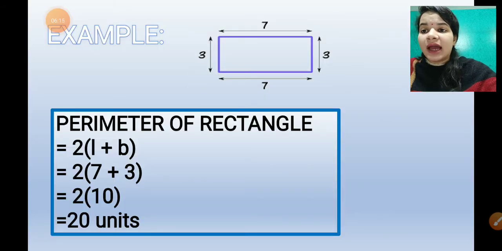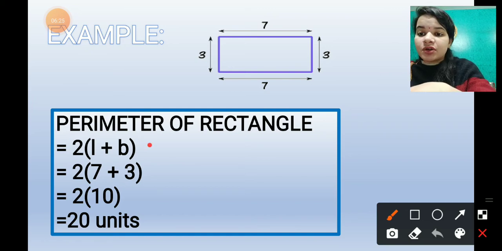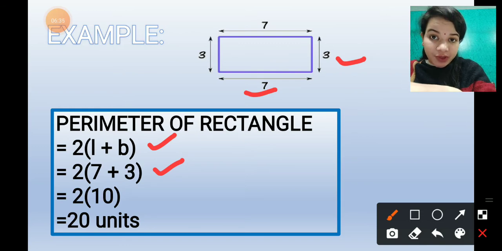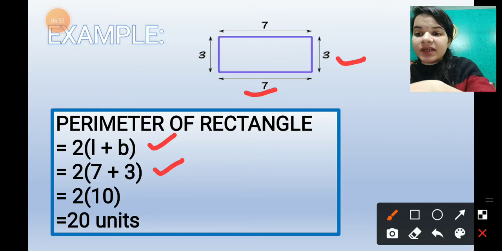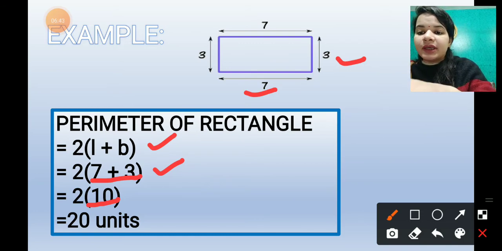As here I have taken an example. The length of this rectangle is 7 and its breadth is 3. Okay, so put the formula. Perimeter is twice of length plus breadth. In place of length you will write 7. In place of breadth you will write 3. So it will become twice of 7 plus 3. Then you will add 7 plus 3. It will give you 10. So it will become 2 into 10. That will give you 20 units.